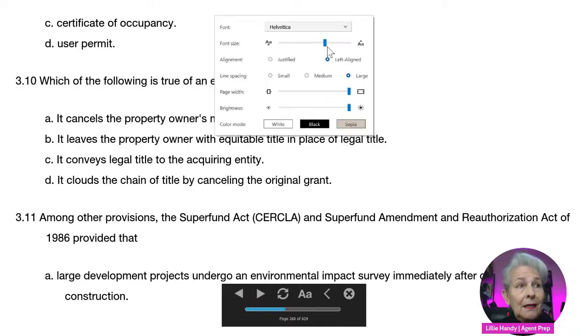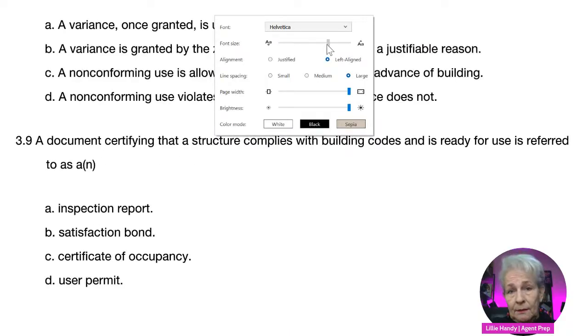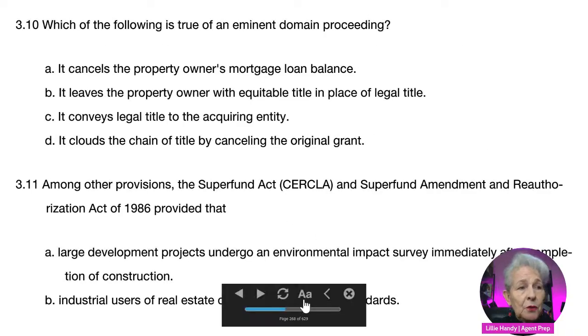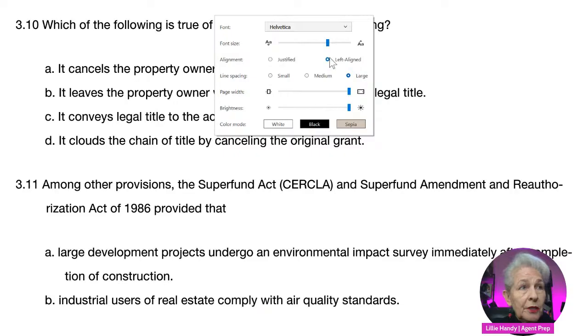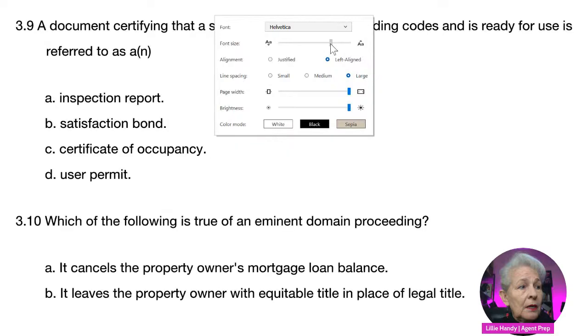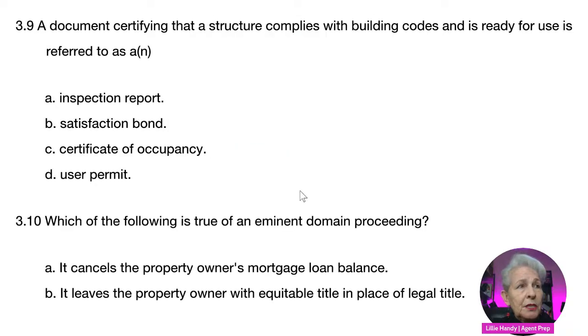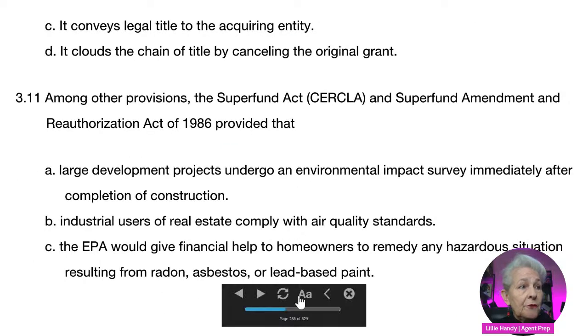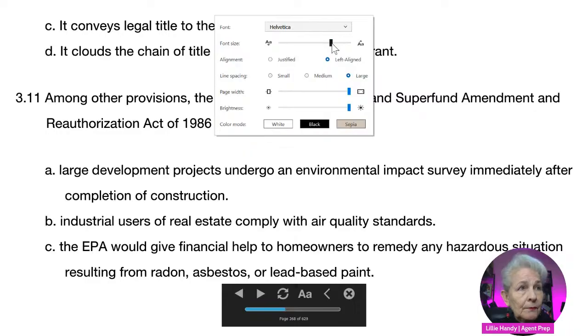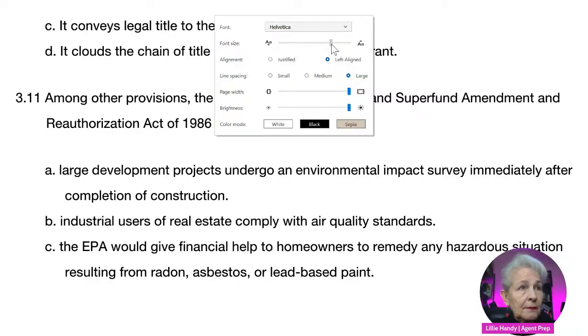But I highly recommend a prep book, unless you definitely need to go to a class or a course. You can do it at a university also. A lot of universities now have real estate courses and actually real estate degrees. Not when I started.